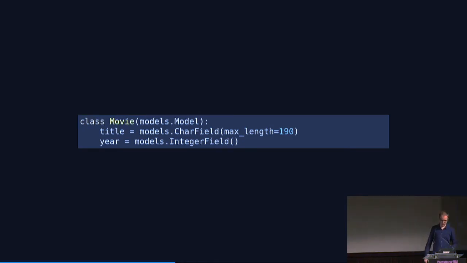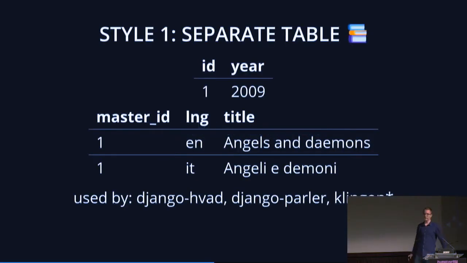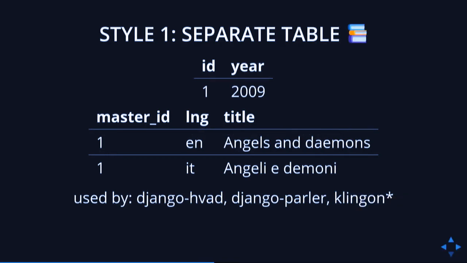So let's first look at the database layout. For the database layout, we can identify roughly 3 different styles among those 6 packages. The first one is to keep the translations in a separate table. This is what Django Hvad and Django Parler do. Klingon does it a bit differently. We'll go into that in a minute.